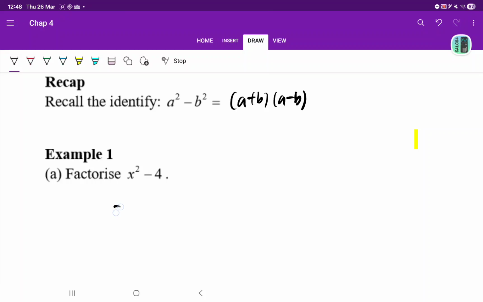x squared minus 4 is actually the same as x squared minus 2 squared. So using the formula, x plus 2, x minus 2. Okay, right? We've been doing this so far.